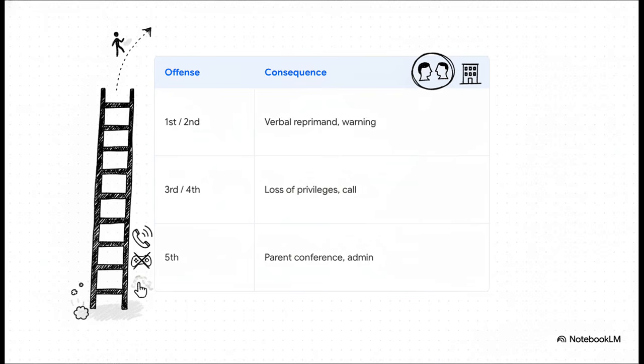So for a first or second offense, it might just be a verbal reprimand or perhaps their name recorded privately. If they push it to a third or fourth offense, the consequence increases, maybe a loss of specific privileges or that phone call to their parents we just discussed. By the fifth offense, we are looking at parent conferences or an administrative referral. Having this framework in place ensures that your response is never a knee-jerk emotional reaction. It is a calculated, predictable, and totally fair implementation of the rules.